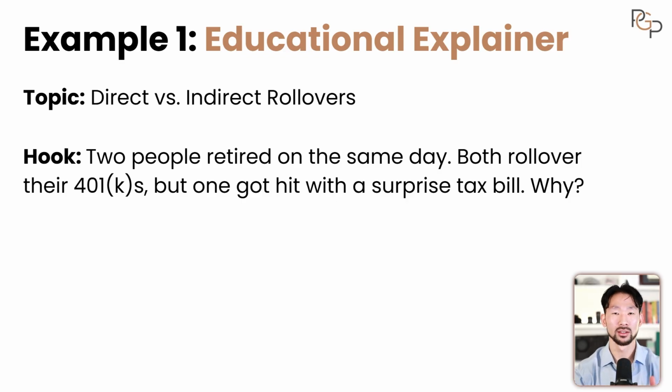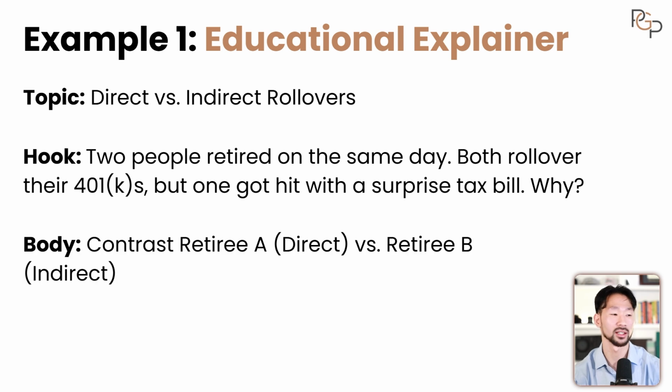It's like, oh, they did the same thing. What happened? How come one person got a tax bill, the other person didn't? And this is where your body comes in, where you contrast retiree A, who did a direct rollover, versus retiree B, who did an indirect rollover.